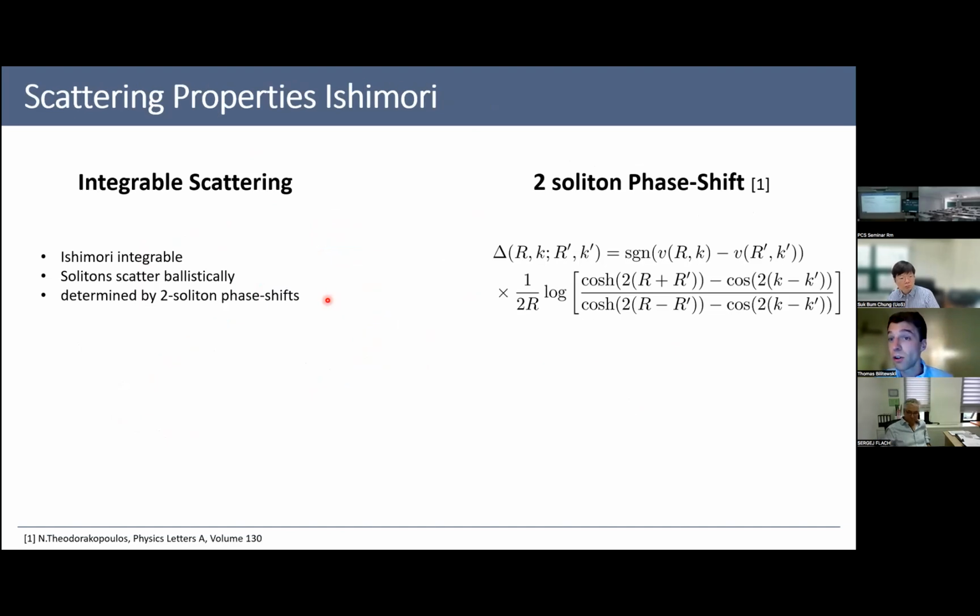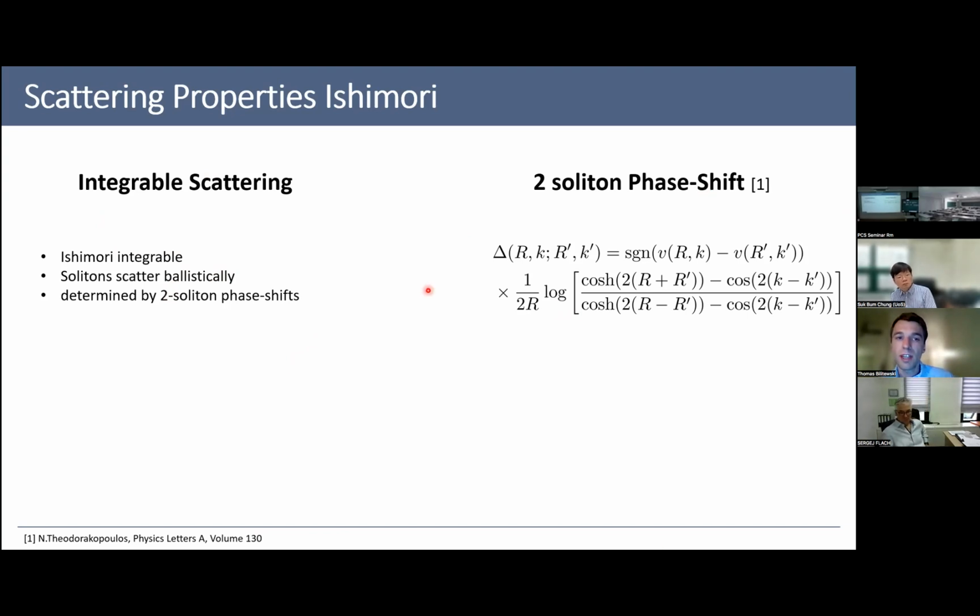You could ask, do they also scatter? For the Ishimori case, again, we know it's integrable, which means scattering should be fully ballistic. The only thing that can happen to two solitons that scatter is that they experience a phase shift, which intuitively you can understand as a kind of time delay. Two solitons move in, they meet each other, they go out, and they have still the same speed, but they could have been delayed a bit via the interaction with a second soliton. And that's analytically known for the Ishimori case.